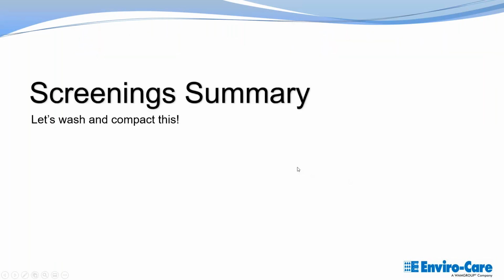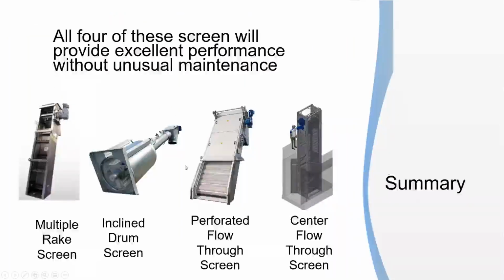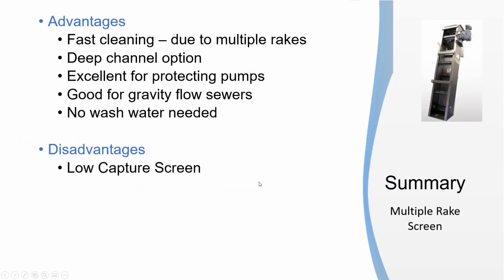So getting into the screening summary on this, I'm going to talk about a quick summary of each of the four. First being the multiple rake, second being the incline screw, then perforated plate, and then center flow. So the primary advantages of your multiple rake screen is it's a fast cleaning screen due to those multiple rakes. You can run the chain quickly, you can have a lot of rakes on it, so it's always cleaning that bar screen off. It's very good for deep channels. As I mentioned earlier, we've got installations as deep as 180 feet, so this can be a very good deep channel application.